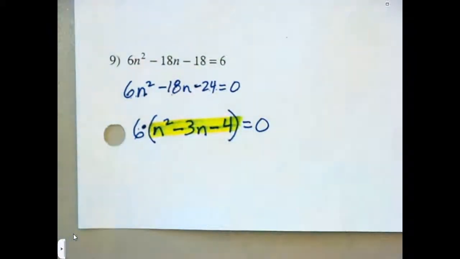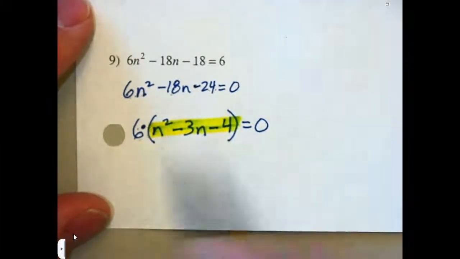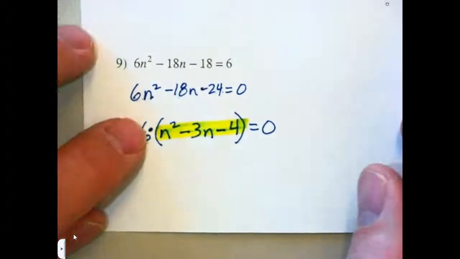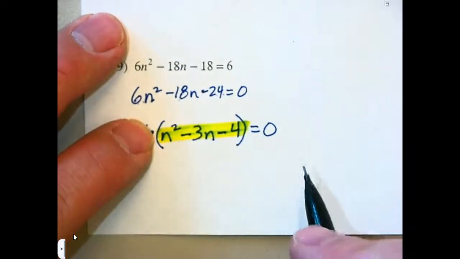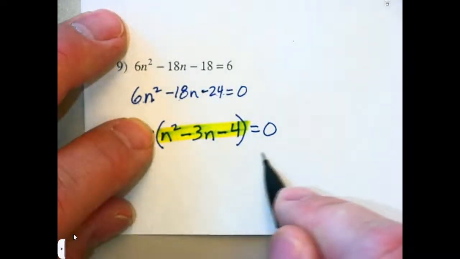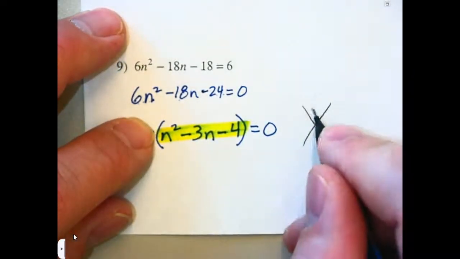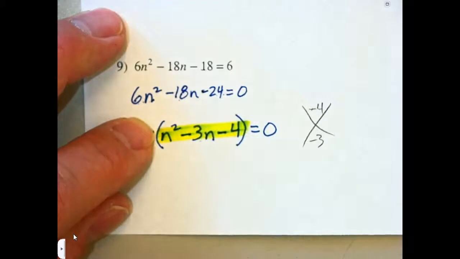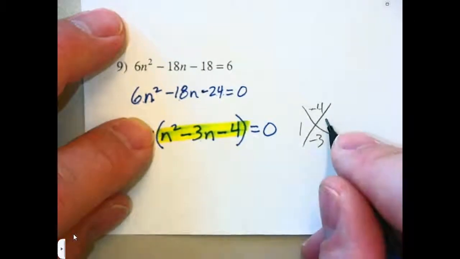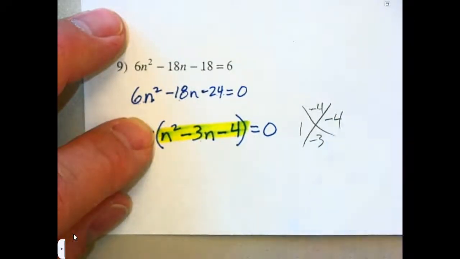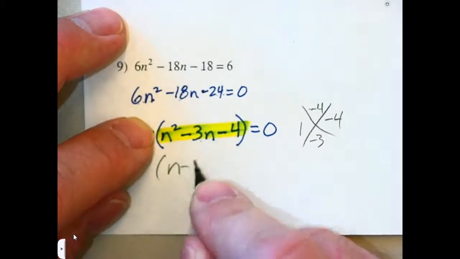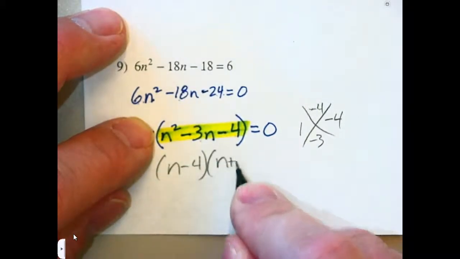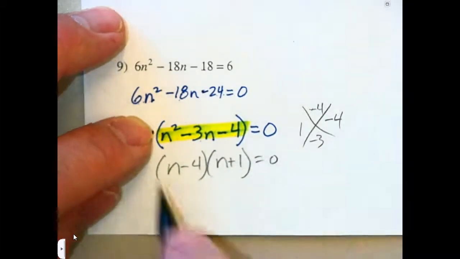Can 6 ever equal 0? No, it's not going to transform and become a 0. Therefore, this part, when we're solving, we don't really care about. It's not going to affect us in any way. However, this part, if you're using your diamond, you're making negative 4 and you're adding to negative 3. Two things that multiply to make negative 4 and add to negative 3. Negative 4 and positive 1. Good. The 6 can just be along for the ride.